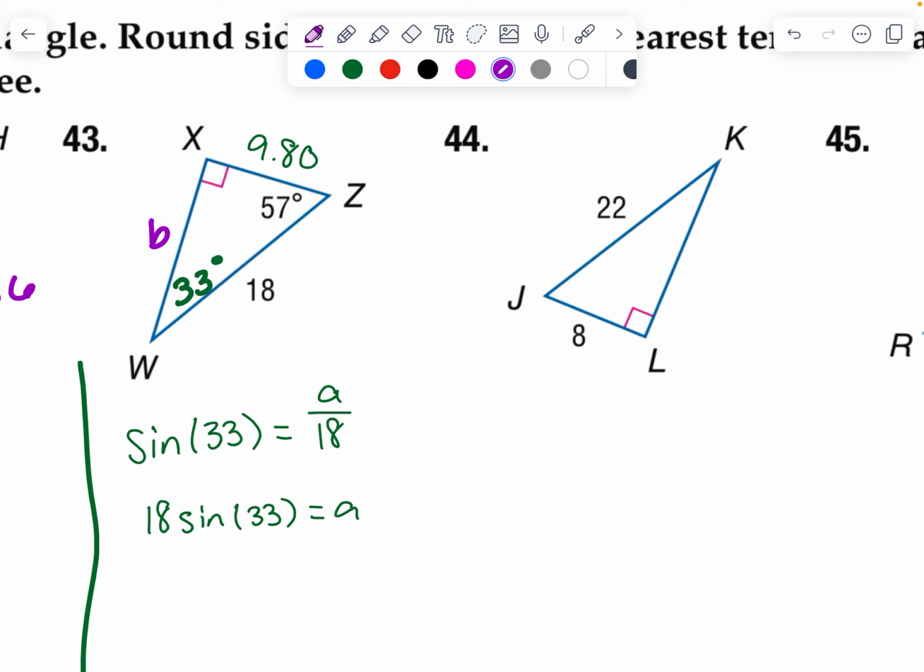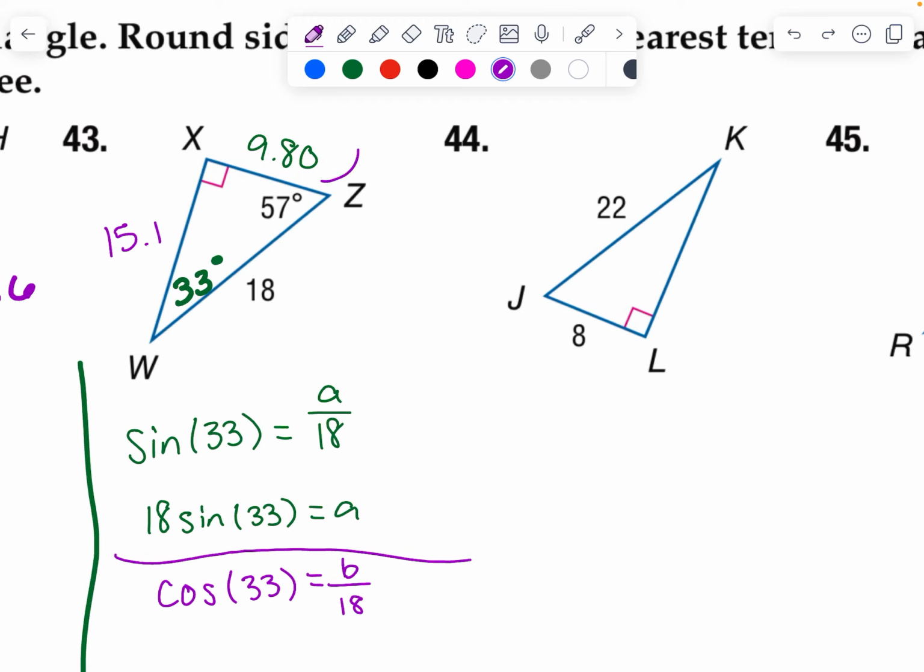And for B, I can use the cosine. Cosine of 33 would be the adjacent over the hypotenuse. So 18 times the cosine of 33 will get me B. And B is going to equal 15.1. And if I check this with the Pythagorean theorem, it's approximately correct. 9.8 squared plus 15.1 squared is approximately 324. So if I do 15.1 squared plus 9.8 squared, you get 324.05. You're off a little bit, but it's not too bad.